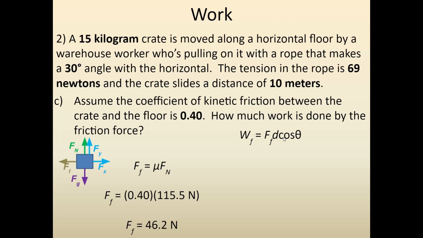Now, if I did want to use cosine theta, I'd have to make sure that the theta is now 180 degrees because the displacement is going to the right. Well, they don't specify that it's to the right, but based off my FBD, it's going to the right, in the opposite direction of the frictional force. So that is a 180-degree difference. So you get a work done by friction of negative 462 joules.